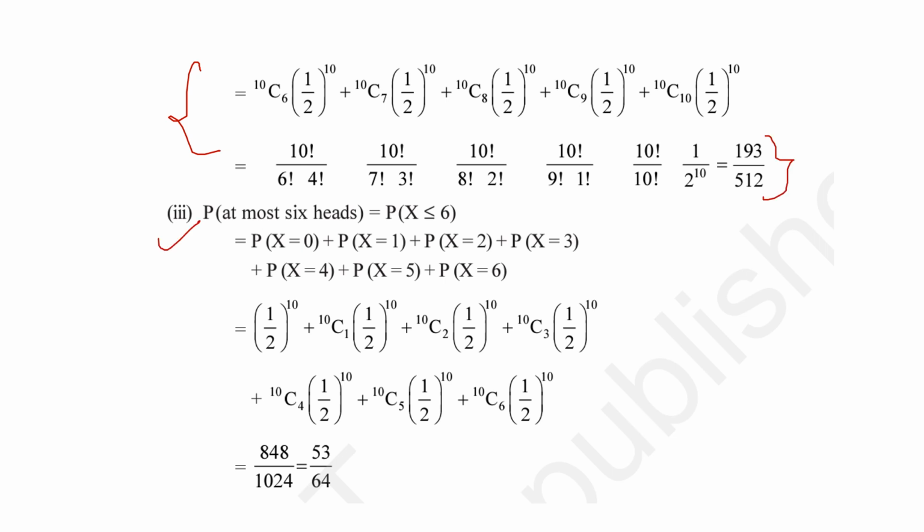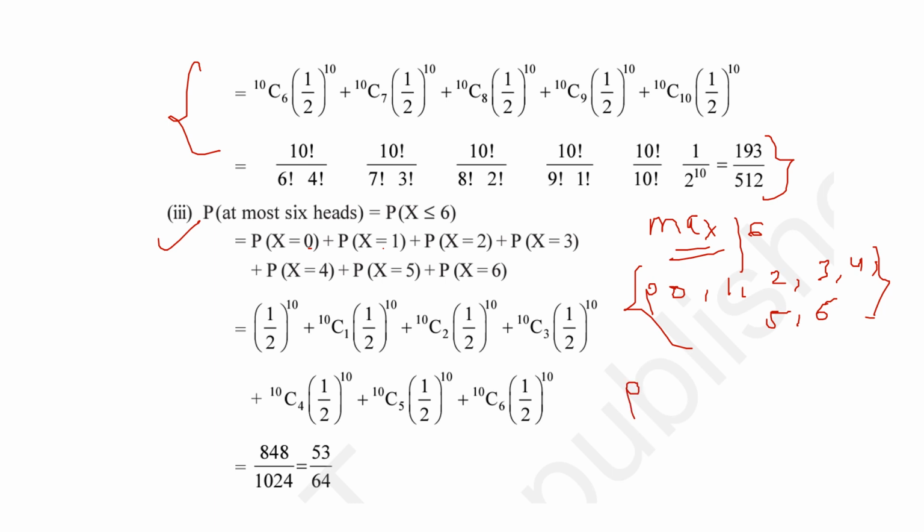And the third case, at most 6 heads. What do you understand by at most? Maximum 6. So possible ways are 0, 1, 2, 3, 4, 5 and 6. So again we will put 0, 1, 2, 3, 4, 5, 6 in the Bernoulli trials equation. After putting all values we will get 53 divided by 64.